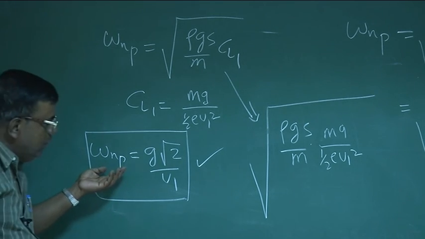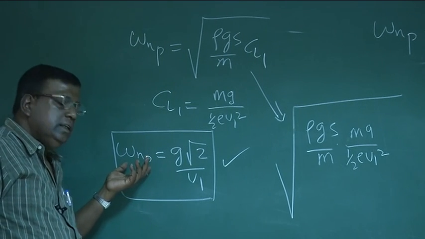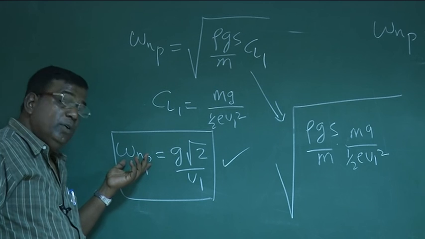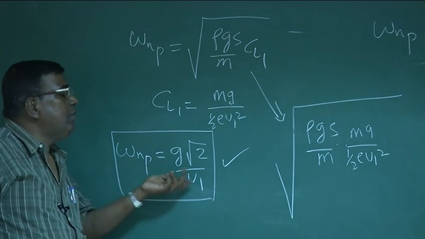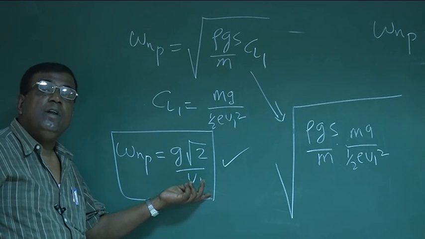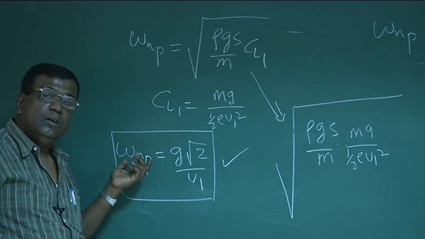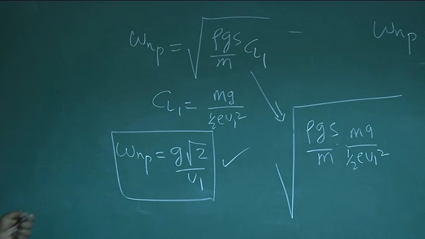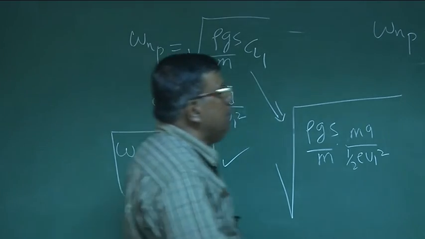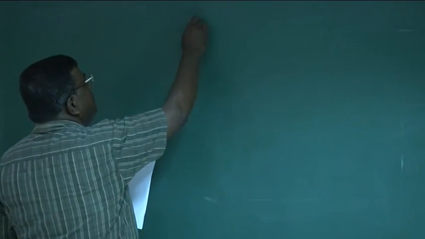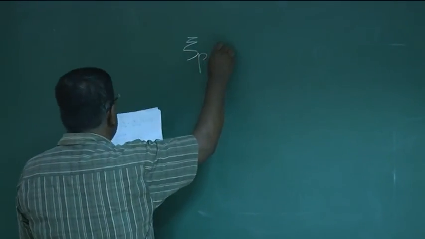Right? So what is the message here? For a Phugoid mode, its natural frequency is inversely proportional to the forward velocity U1. So the more U1, the less this frequency. Okay? Right? Very, very important observation. And further, let us see what zeta Phugoid means to us.